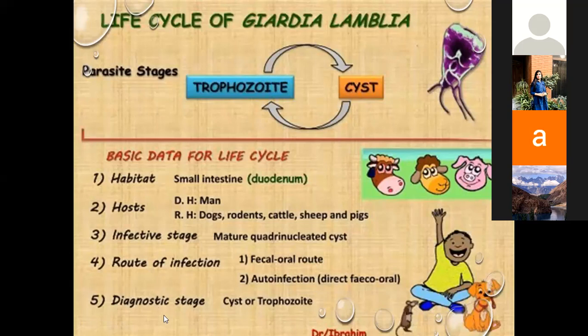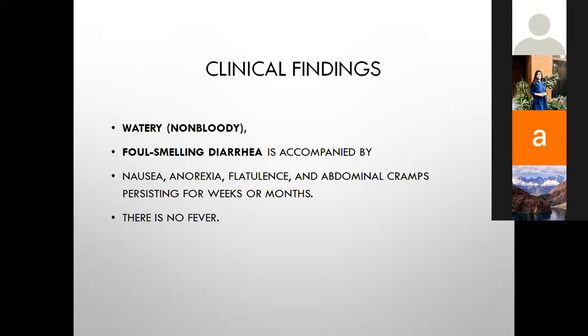The diagnostic stage is the cyst or trophozoite, depending on whether it is autoinfection or transmission to another person. The clinical finding is watery diarrhea, with no blood. In dysentery, for example, there is bloody diarrhea, while in Giardia it's watery diarrhea. Foul-smelling diarrhea is accompanied by nausea, vomiting, anorexia, flatulence, and abdominal cramps, usually present for weeks or months. There's no fever in this because it's a benign kind of GIT disturbance.